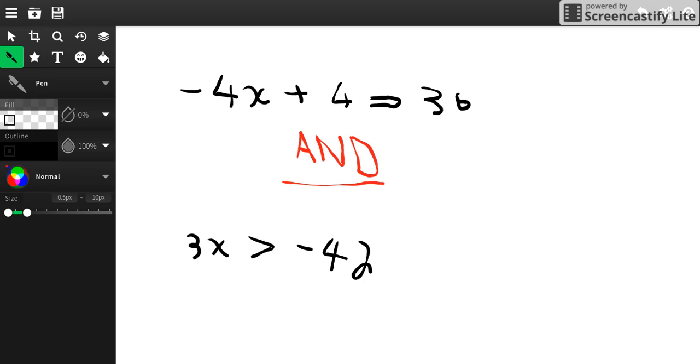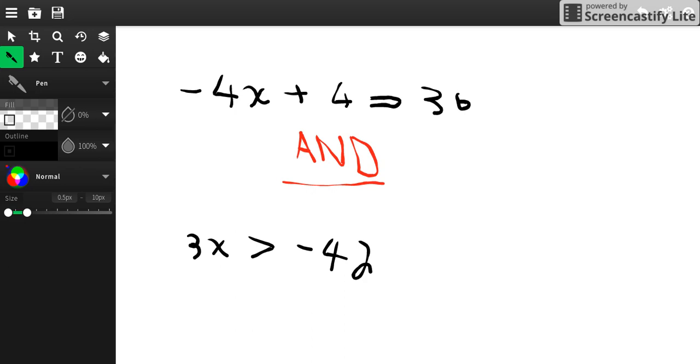Now in the last video we learned how to solve an OR inequality. This video we're going to be learning how to solve an AND inequality. Now they're quite similar except for one major difference. In an OR inequality, only one of the constraints has to be met. In an AND inequality, both the constraints will be met.